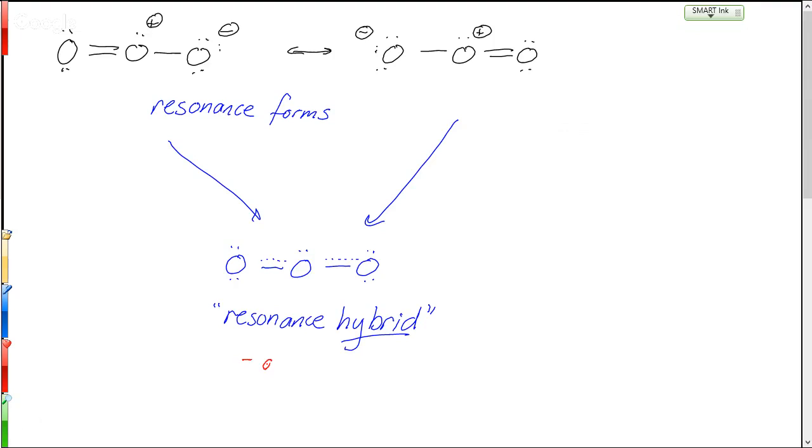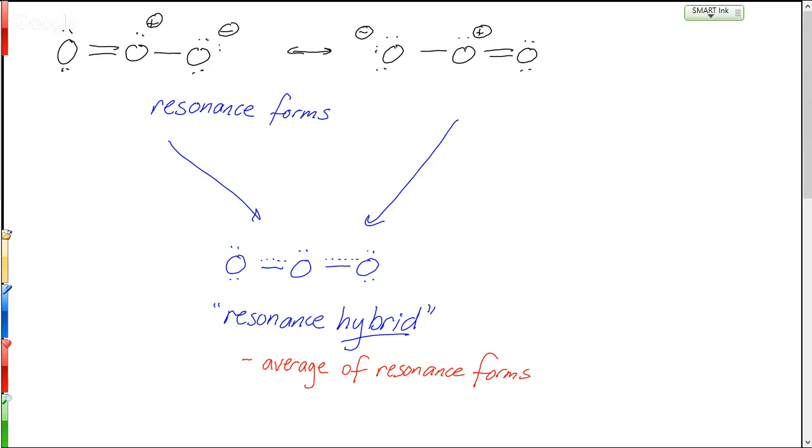The resonance hybrid is an average of the resonance forms, and that's what we actually see. So what do we mean that we actually see that? It means if you were to take ozone and do some spectroscopy on it, calculate the bond lengths, you'd find that it had two equal bonds that were about right in between a single bond and a double bond. The double bond's shorter than a single bond, and those bonds in ozone would be equal and would be about 1.5 bonds worth.